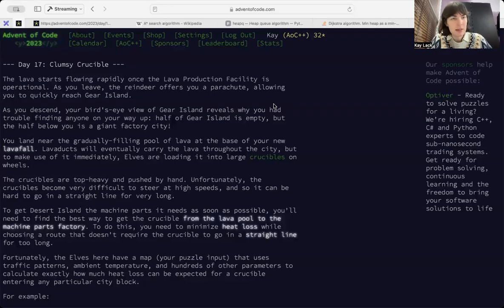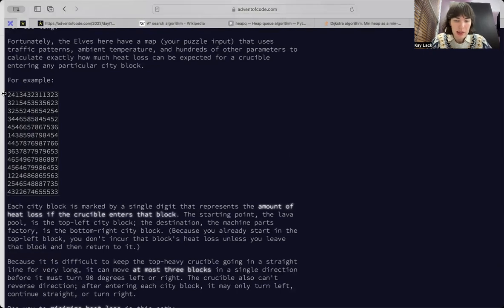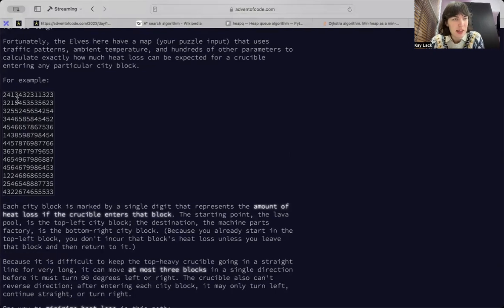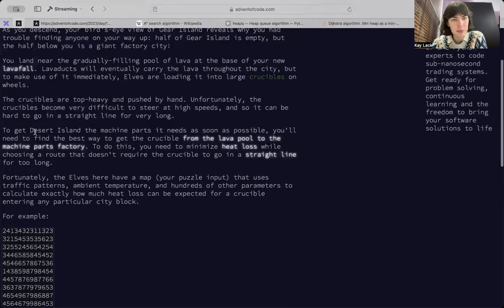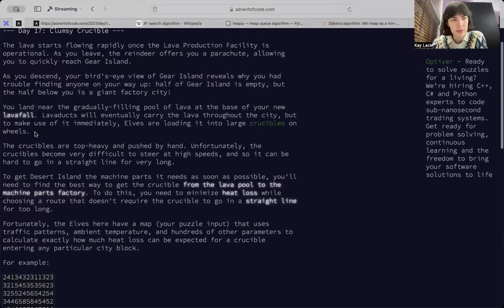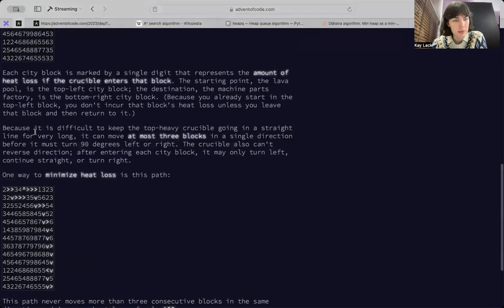Day 17. We've got a routing problem. The essential nature of the problem is we've got this grid, and we are looking for a path through the grid that gets from the top left to the bottom right, I hope. I think it's bottom right. Yes.